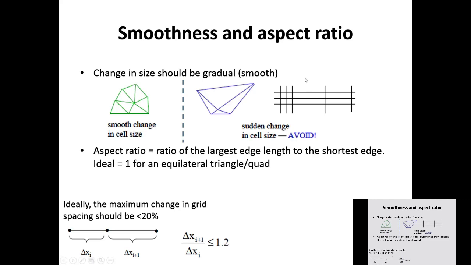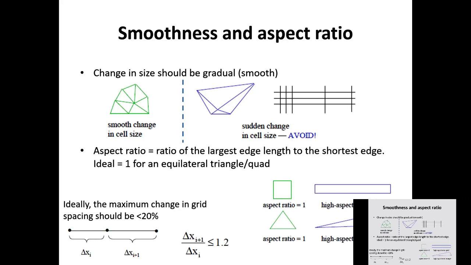And you shouldn't have a sudden change of grid cell size either. So avoid the growth of grid cell size like this. A 1.2 multiplier is okay, and more than that is not that good. 1.1 is nice. So this is a high aspect ratio one, this is a low aspect ratio one. So these are two high aspect ratio grid cells.